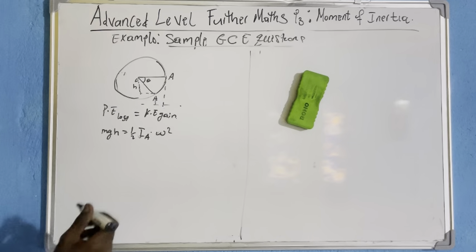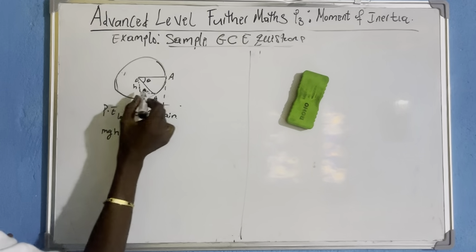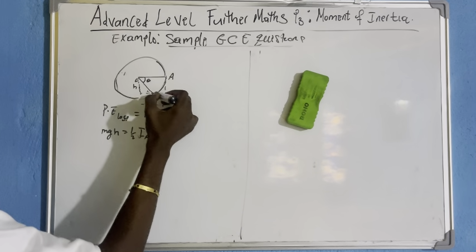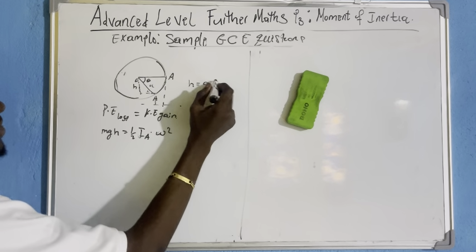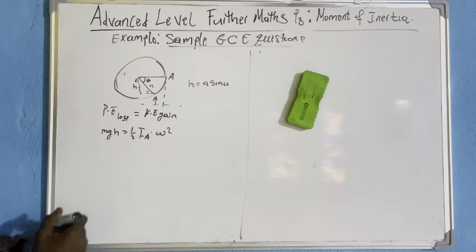And you can also see that if this is theta, this is also theta, opposite. The distance from O to A is a radius. Therefore, that h should be a sin θ, opposite side, sine.